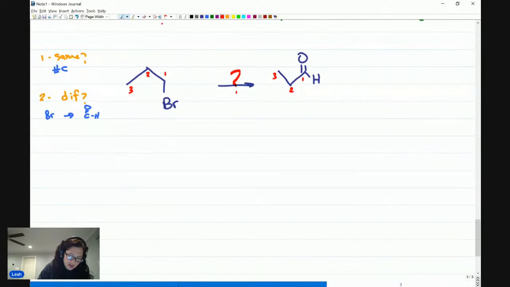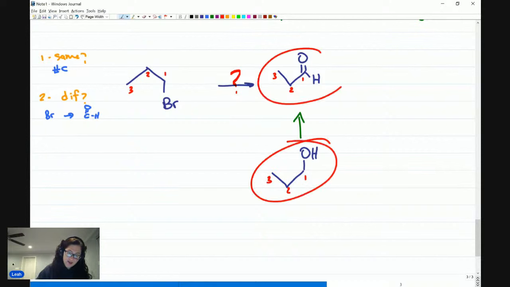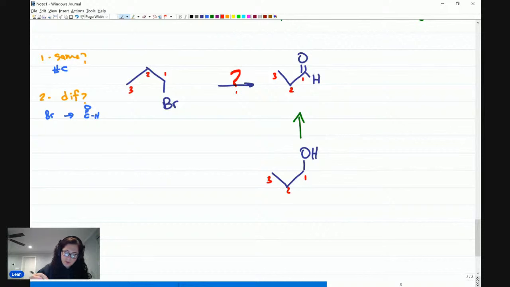If I do an oxidation reaction, then one step prior to the aldehyde, I will have an alcohol. And the alcohol will be on the same carbon. So the only thing that changes from this reactant to the product is that I oxidize it to an aldehyde.